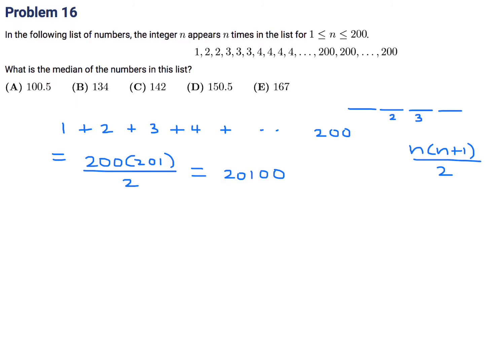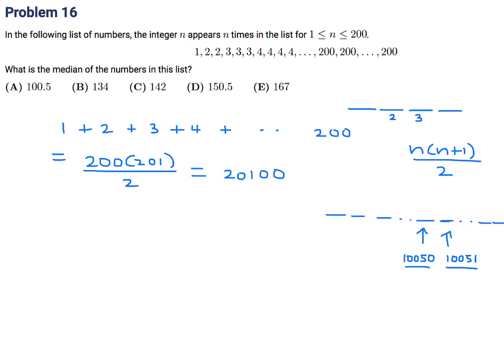So the median, very similar, would be the average of the middle 2. Well, the middle 2 would be as follows. If you kept going, the middle 2 would be this one and this one, which would be half of this, would be this one here, which would be 10050. And then this guy would be the next one, the 10051 term. So if I can find these 2 terms, I'll add them, take the average, and I've got the median of the list. Okay, so how do I do that?